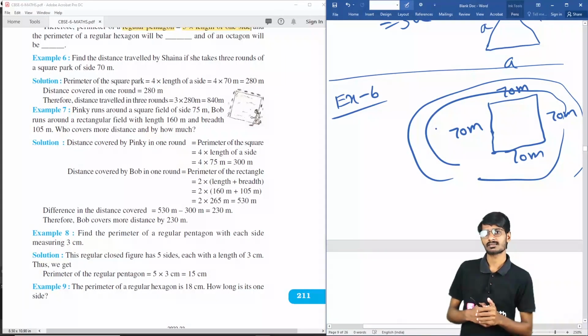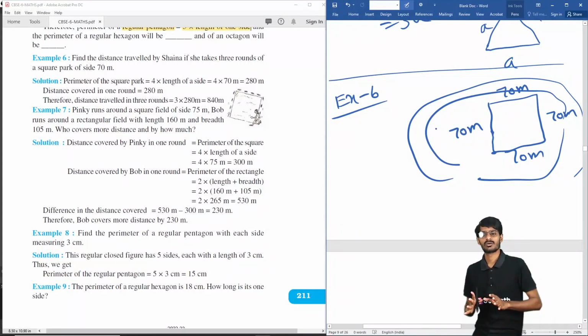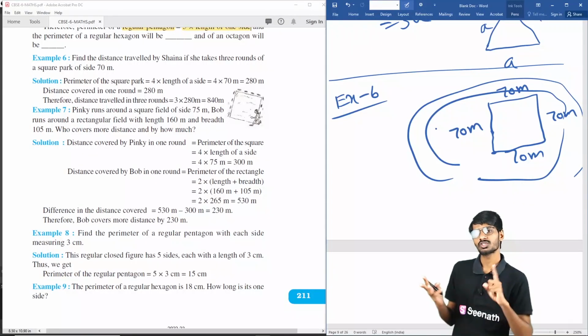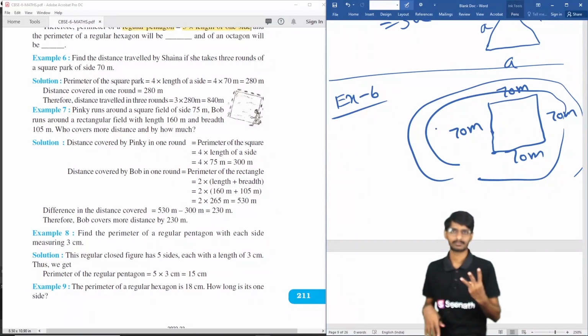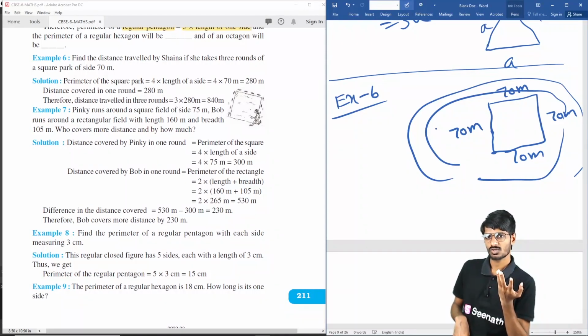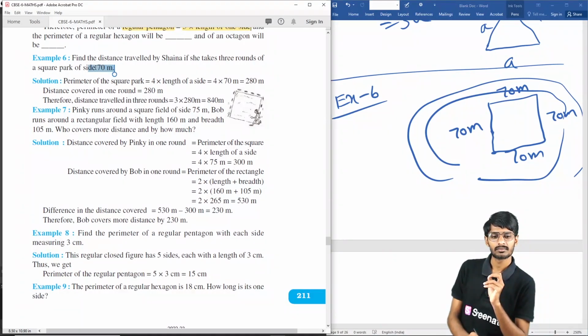What is the total distance? First we have to know the distance covered in the 1st round. Then we can simply multiply that with 3, so that you will get the total distance covered in 3 rounds. If you know the distance covered for 1 round, then multiplying with 3 gives the distance covered for 3 rounds. So simple now. Find the distance traveled by Shaina if she takes 3 rounds of a square park of side 70 meters.